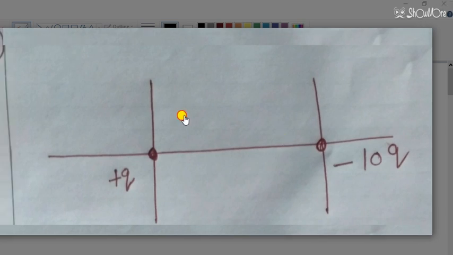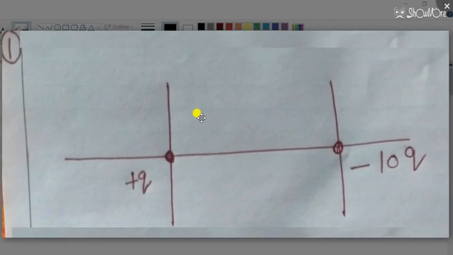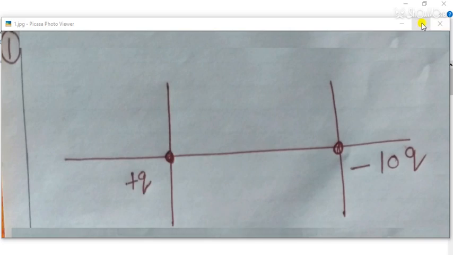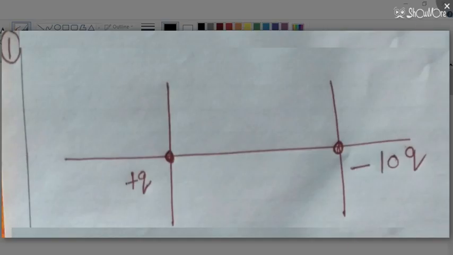So now question number one is on the screen, and the question is the graphical representation of electric field due to this system. In the graphical representation, you can see that due to the positive charge the electric field at this end will be towards right, and the electric field on the left side will be in this direction.